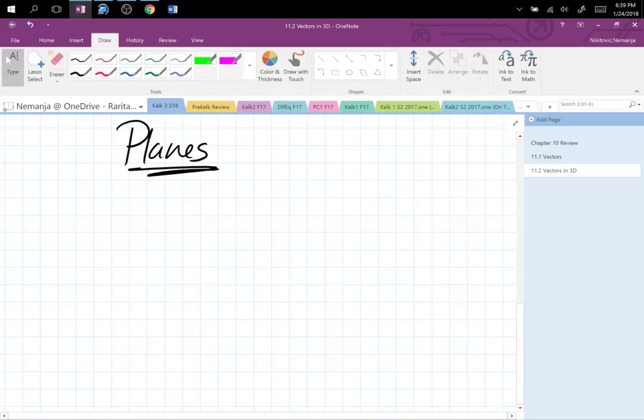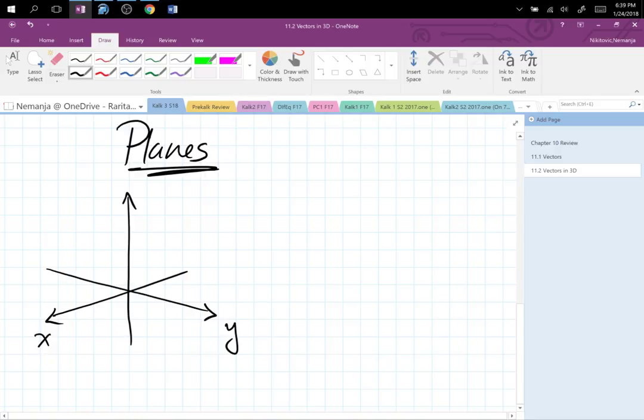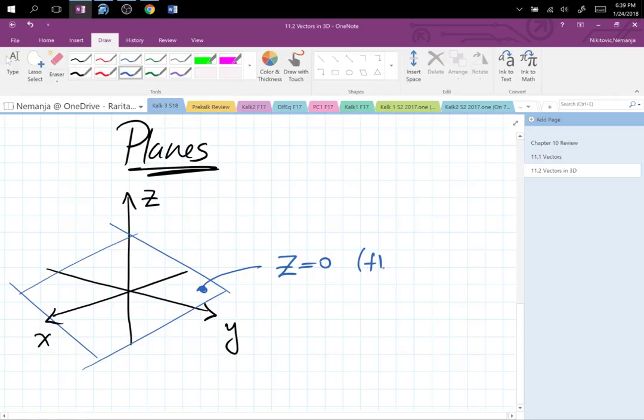And we start with, I'm going to use the isometric view over here. So this x and this y here would create a plane whose equation is z equals 0. I am going to put in parentheses, floor. So z equals 0 is the elevation on which this plane is.